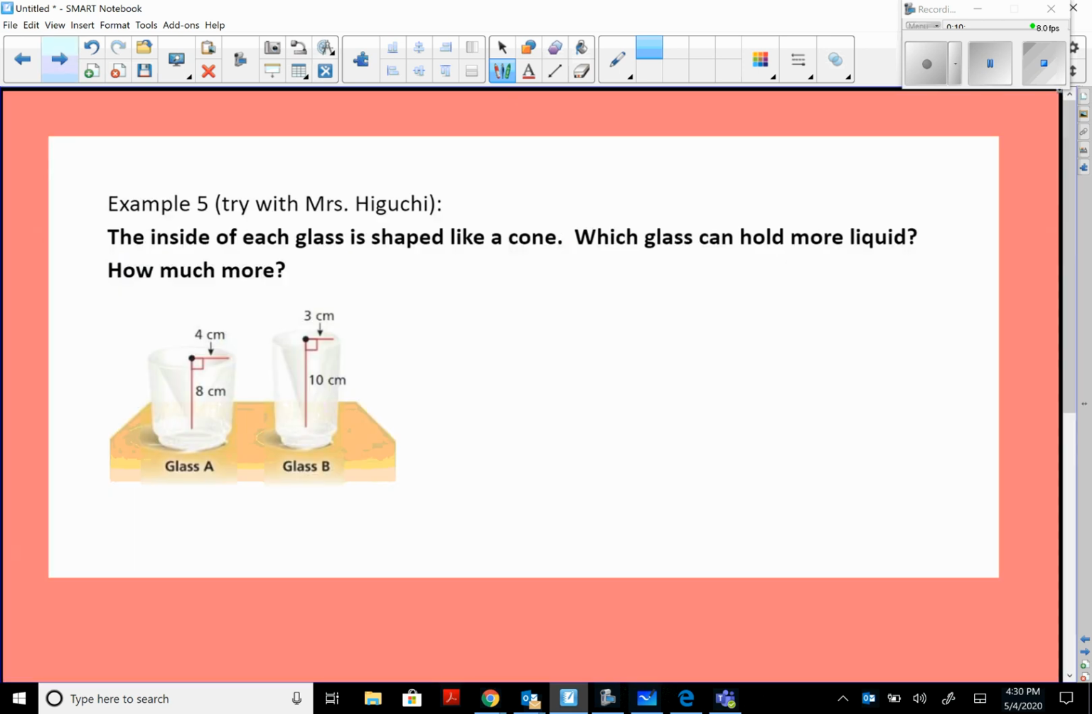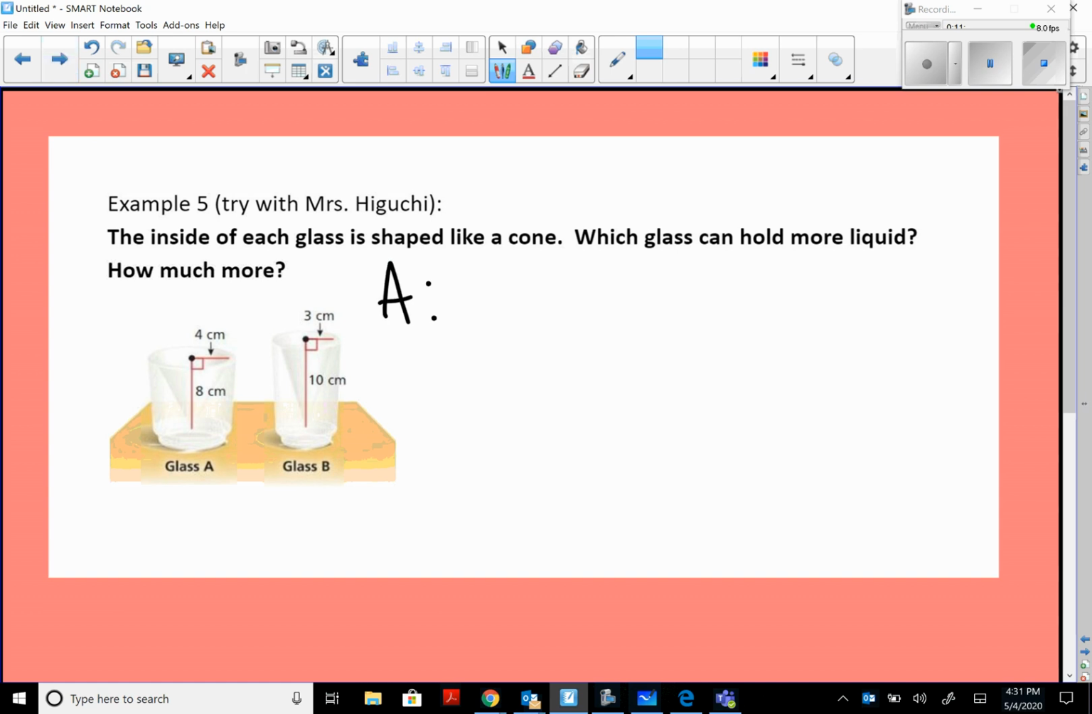This last example, we actually have to do a little bit more work. So you'll see we have two glasses, glass A and glass B. The inside of each glass is shaped like a cone. We're trying to figure out which glass can hold more liquid and how much more. So in other words, we basically need to find the volume of both of the glasses, the cone part of the glasses. So let's go ahead and start with glass A.